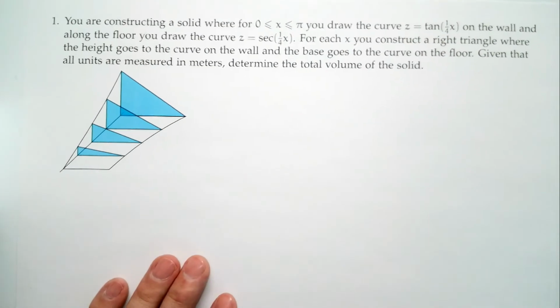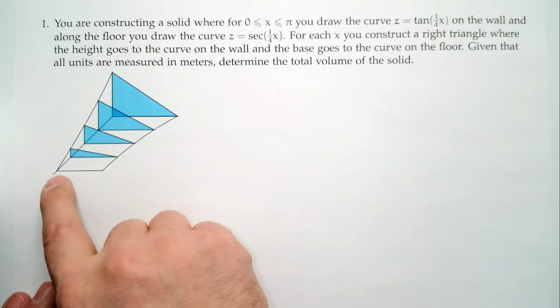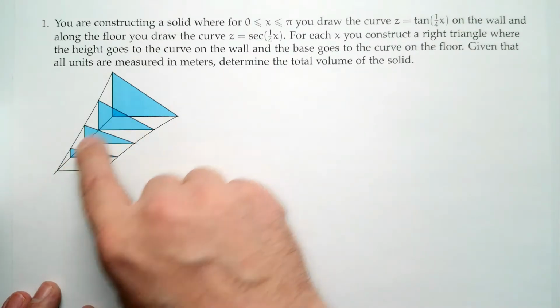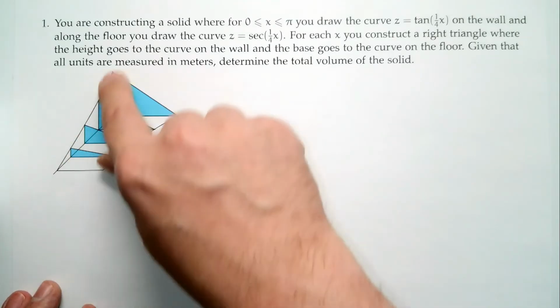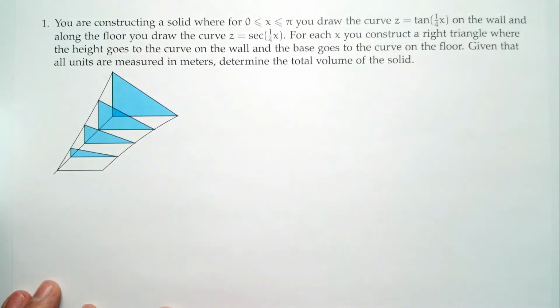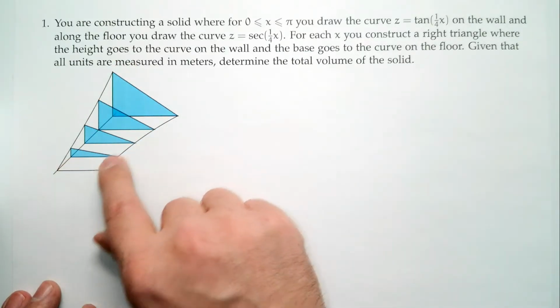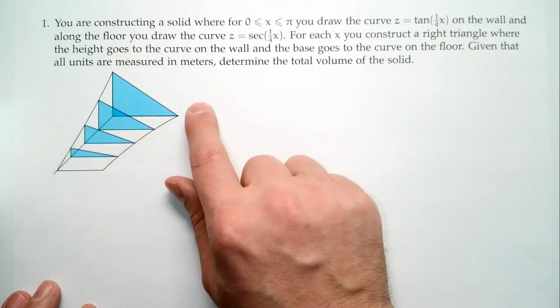So, number 1, you are constructing a solid where for 0 less than or equal to x less than or equal to pi, you draw the curve z equals tangent of 1/4 x on the wall. So sort of here's the setup. You're going from 0 to pi, sort of where the wall meets the floor. And on the wall, here's this curve, tangent 1/4 x. Along the floor, you draw secant 1/4 x. So you have the two curves, tangent, secant.